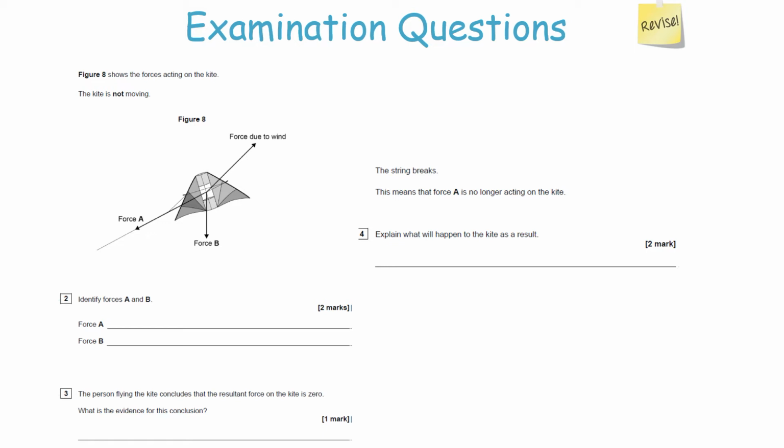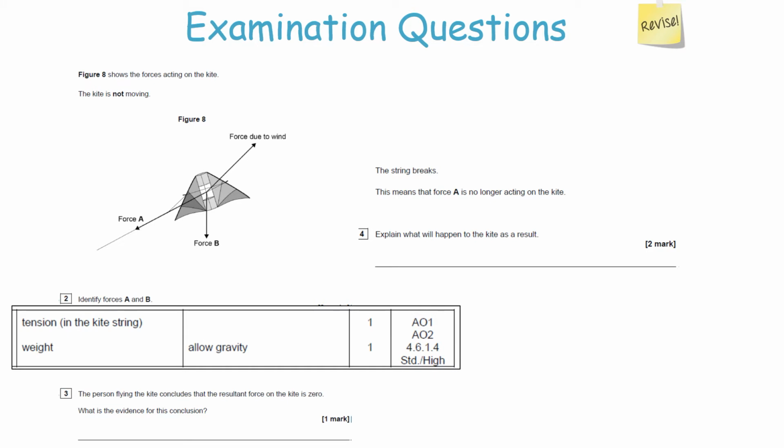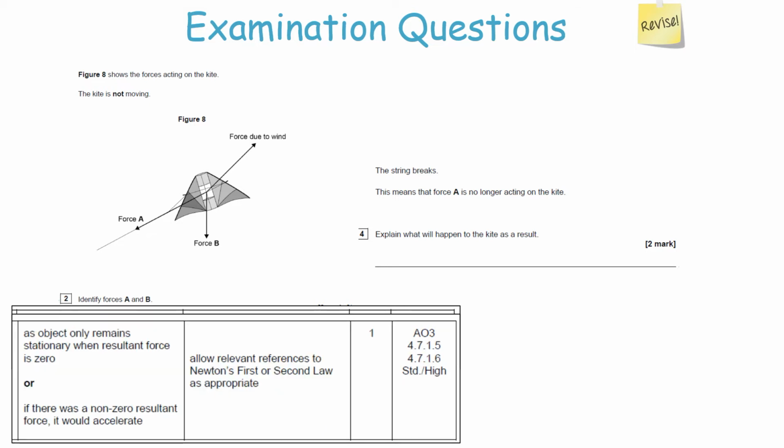Now a pulling force is normally called a tension. So as a result, we've got tension as force A and weight as force B. Now what evidence do we have that the resultant force on the kite is 0? Well, once again, a resultant force causes an acceleration. F equals ma.